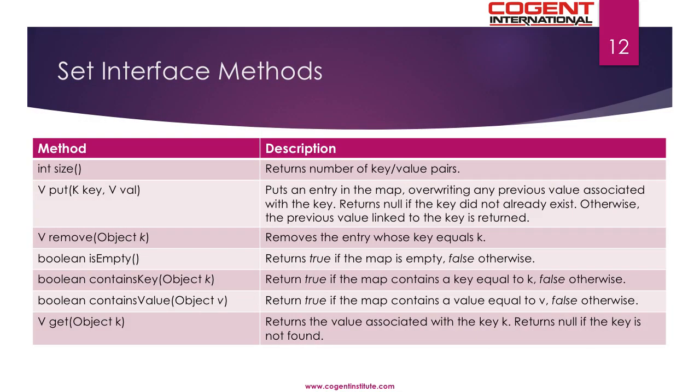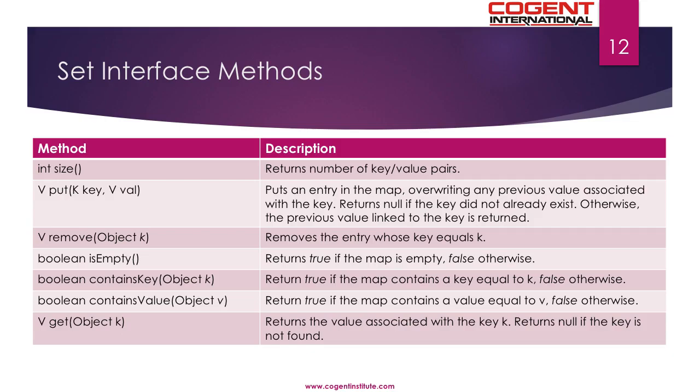Here are methods provided by the map interface. Size returns the number of key value pairs. Put puts an entry into the map, overwriting any previous value associated with the key. It returns null if the key did not already exist. Otherwise, the previous value linked to the key is returned.